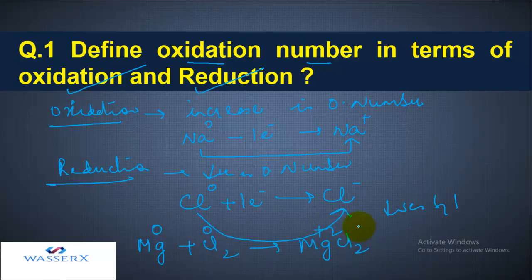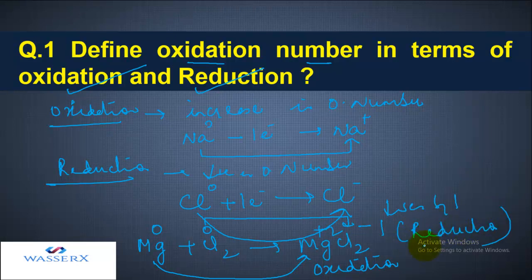Here Mg is +2 and Cl is -1. So the oxidation state of Mg is going from 0 to +2. That means an increase in oxidation number, so it is oxidation. For Cl it is 0 to -1. That means a decrease in oxidation number, which is called reduction. And this represents the redox reaction.